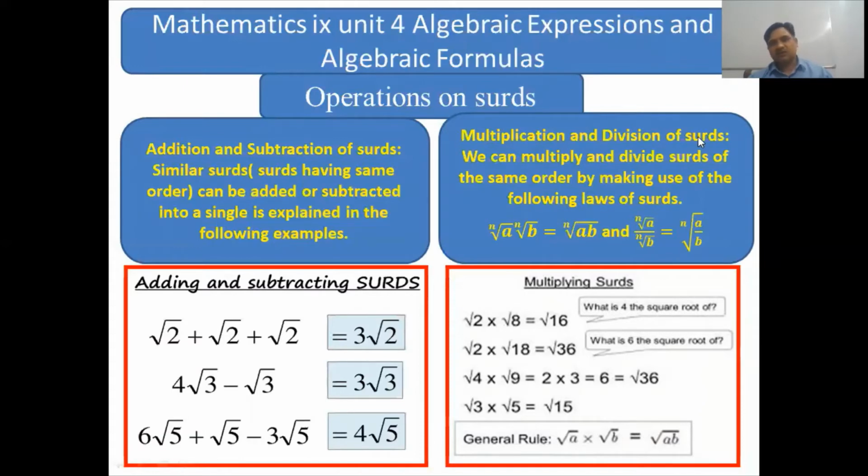Multiplication and division of surds. We can multiply and divide surds of the same order by making use of the following laws of surds. If two surds of order n are multiplying, we can write this as a single square root of order n.